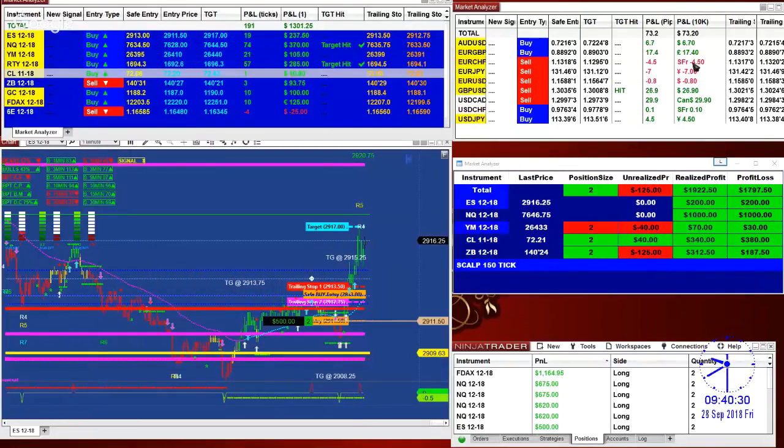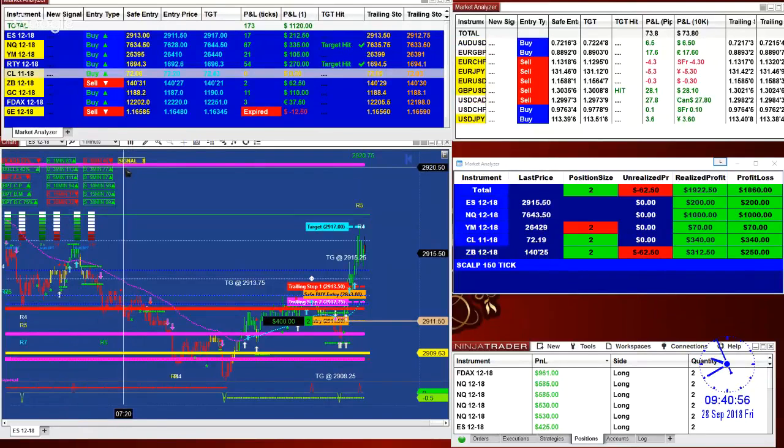Normally we start around 10 o'clock Eastern time, but today we will be a bit early to start. It's a Friday. What we are doing here is splitting into three different automated trading systems. The first one is the market analyzer and the charts. They work in conjunction with each other.